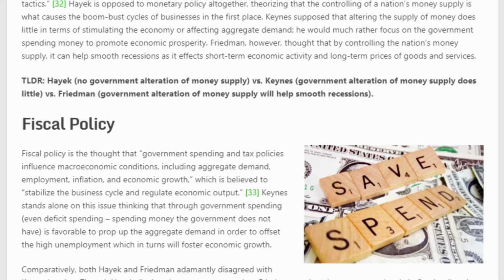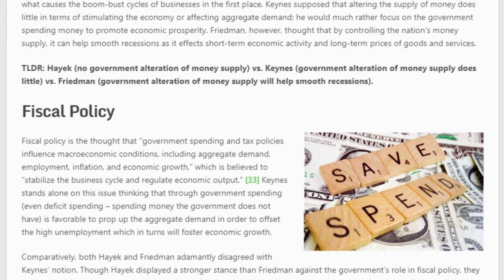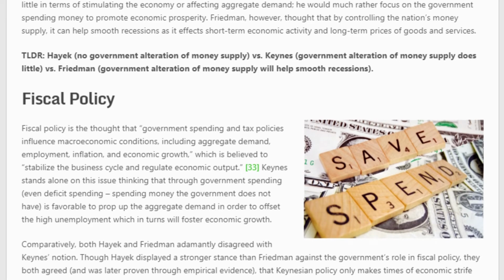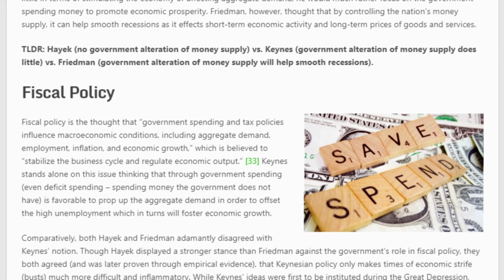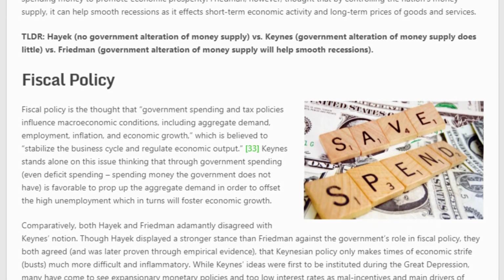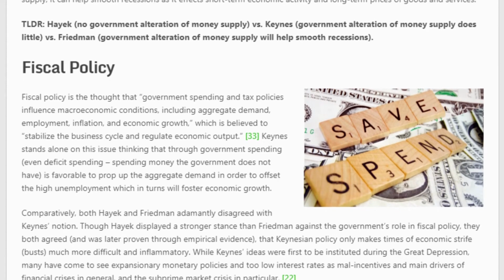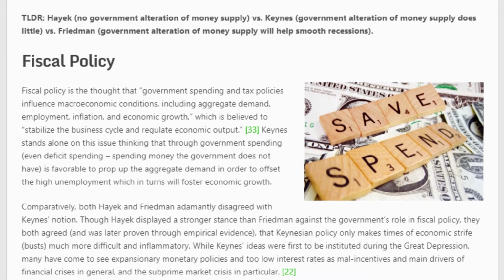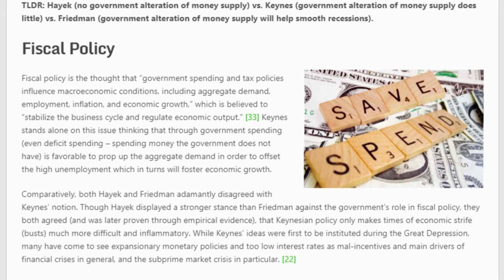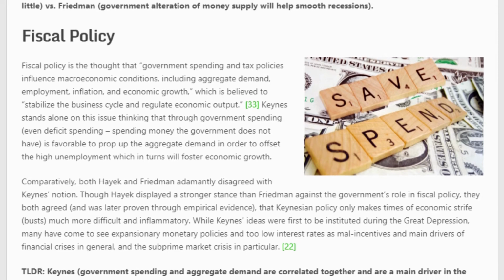When it comes to fiscal policy, it is thought that the government spending and tax policies influence macroeconomic conditions, including aggregate demand, employment, inflation, and economic growth, which is believed to stabilize the business cycle and regulate economic output. Keynes stands alone on this issue, thinking that government spending, even deficit spending, which is virtually spending money the government does not have, is favorable to prop up the aggregate demand in order to offset the high unemployment, which in turn will foster economic growth.